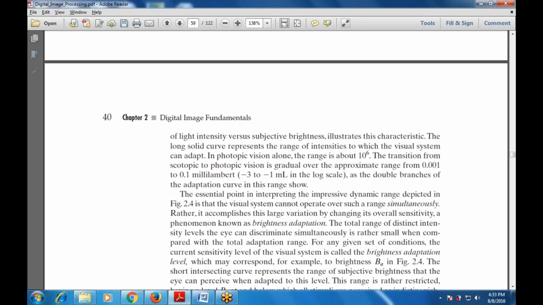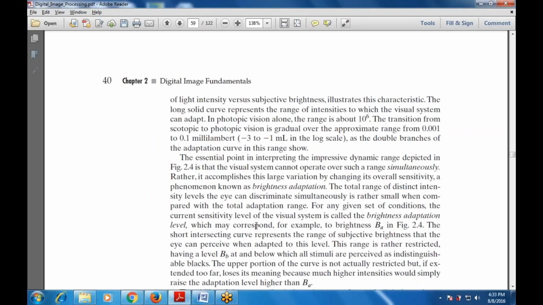For any given set of conditions, the current intensity level of the visual system is called the brightness adaptation level, which may correspond with the brightness. For example, the brightness BA in figure 2.4: the short intersecting curve represents the range of subjective brightness that the eye can perceive when adapted to this level. This range is rather restricted, having a level BB, and below it all stimuli are perceived as indistinguishable blacks.